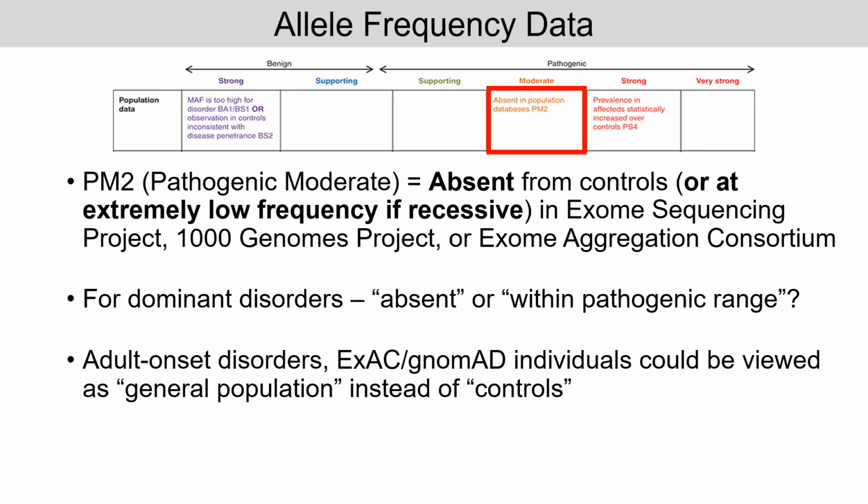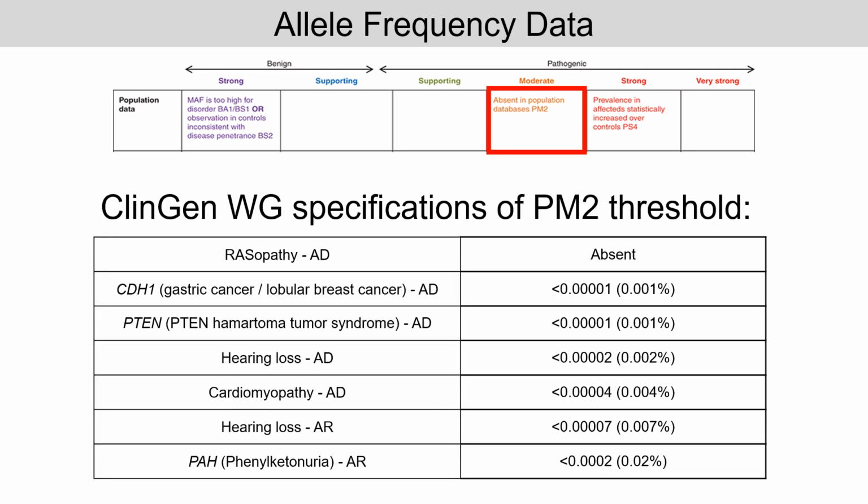So a conservative way to look at ExAC and gnomAD is to not view them as controls, but instead more of the general population, and to be able to compare your estimates using that approach. So I've shown here how the different expert panels have specified PM2, where you can see that for some of the more severe diseases, they've had a much more conservative number for what they call absent, whereas some of the more common diseases and those that are recessive, allowing for a higher frequency to be able to say that it fits in this absent or rare range.